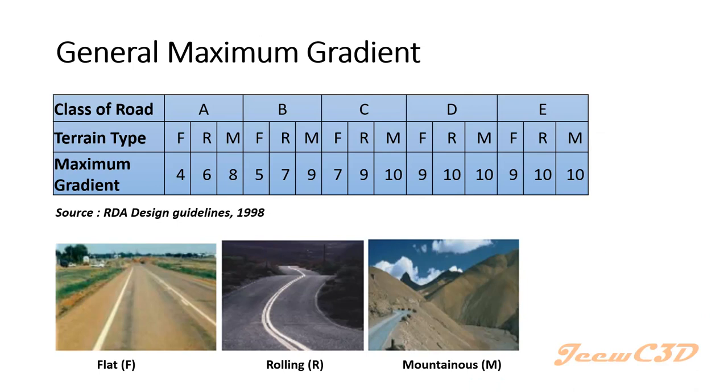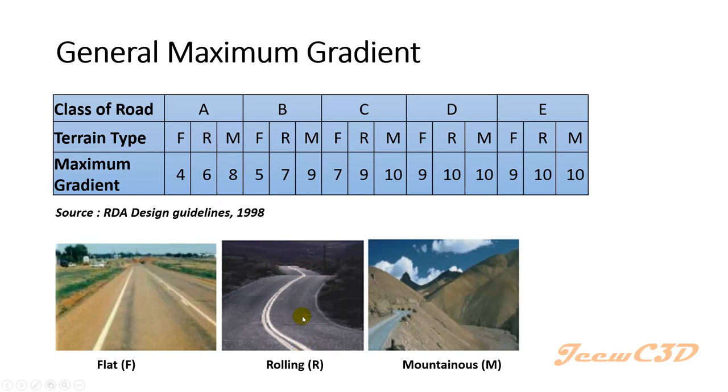So the general maximum gradients according to RDA design guidelines are given in this table. They are given in terms of the class of the road. So you have A class, B class, C, D and E. So this F means the flat terrain. A flat terrain means a kind of level area. The topography of the area is level.